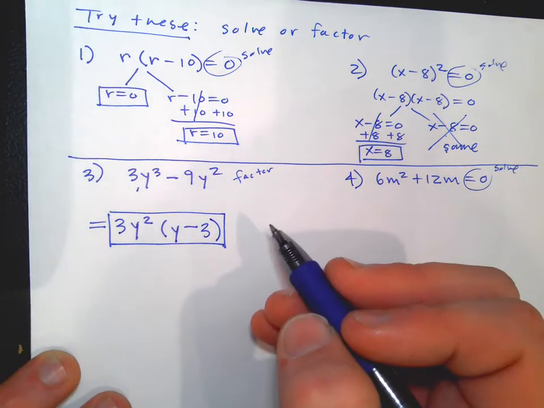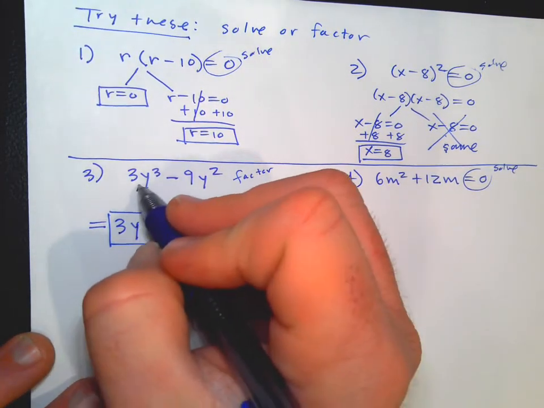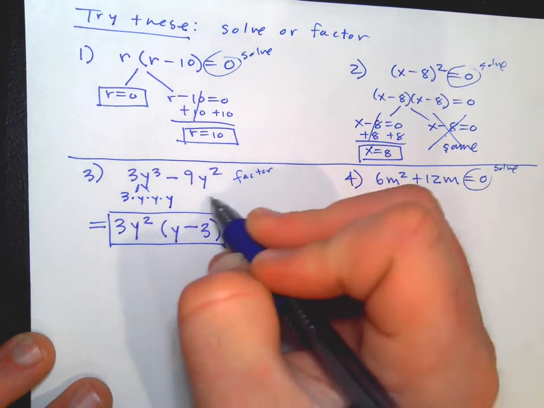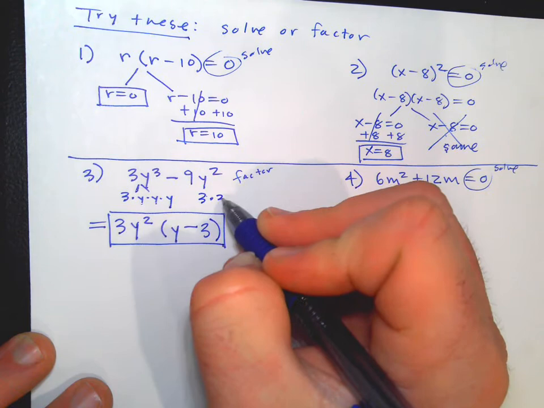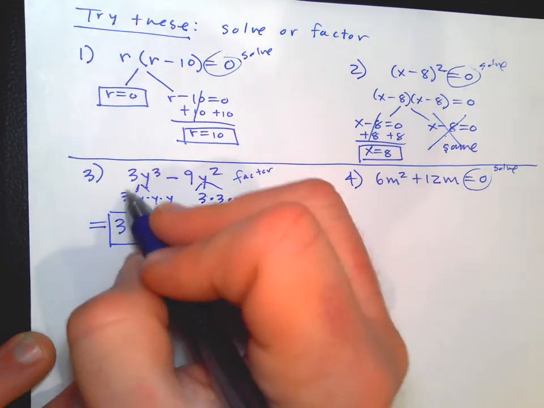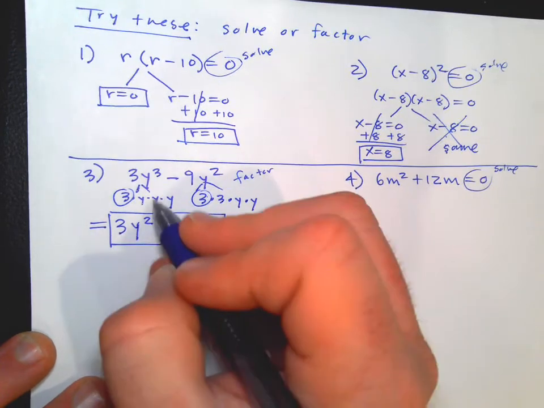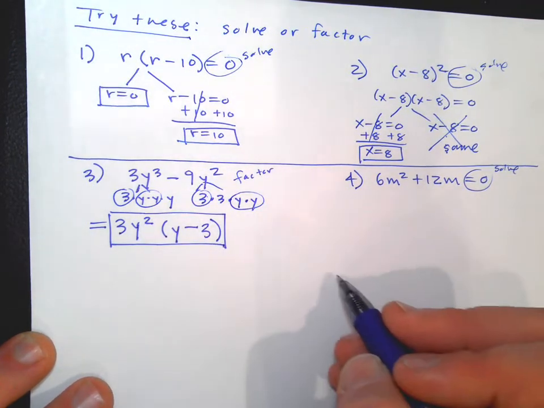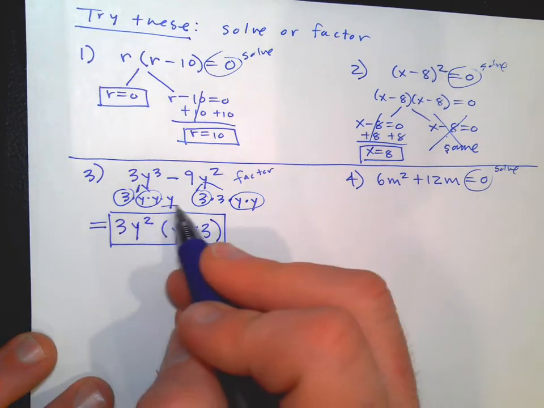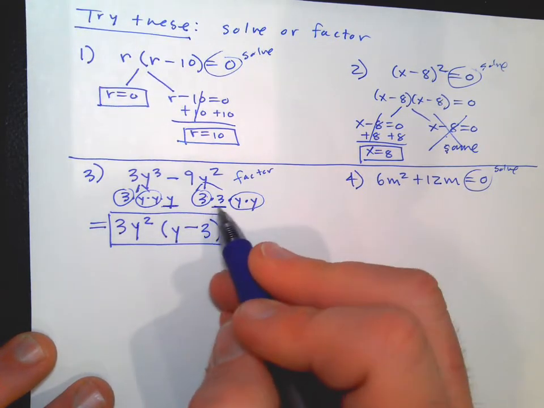That's it. Now, of course, you could do what I was showing you before, 3 times y times y times y. And then this is going to be 3 times 3 times y, right? And they both share 3. And they both share 2 y's, right? And so that would give you the 3y squared in front. And then what's left? A y and a 3. The minus has to show up.